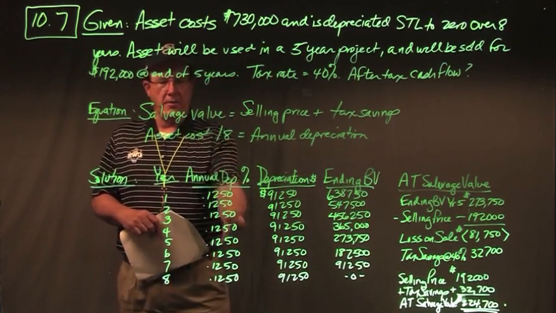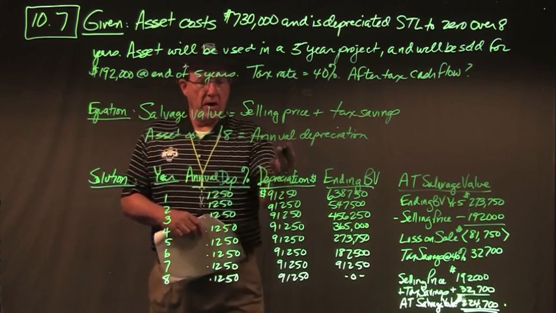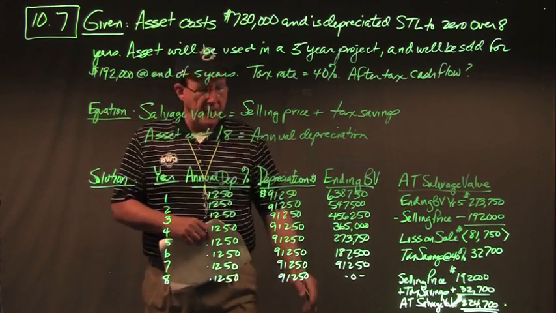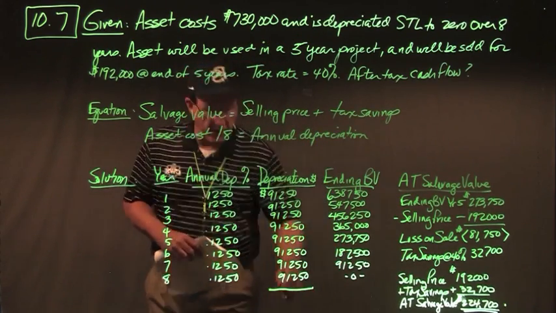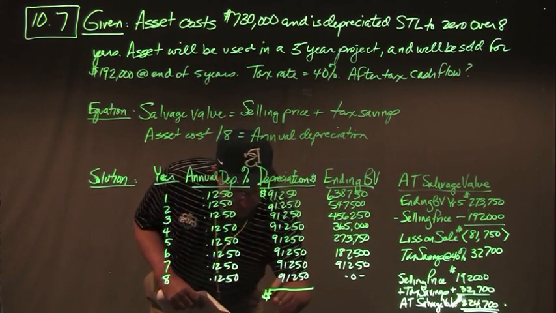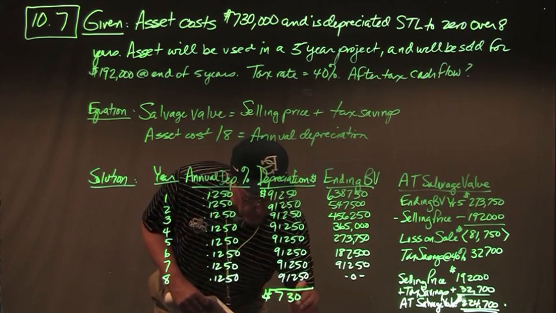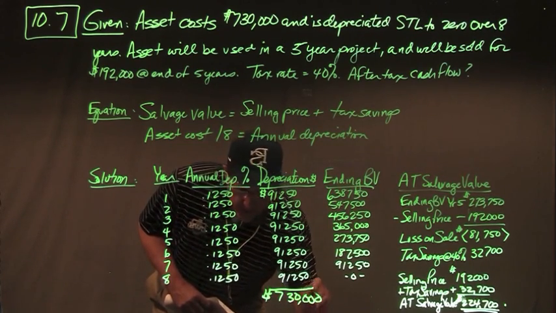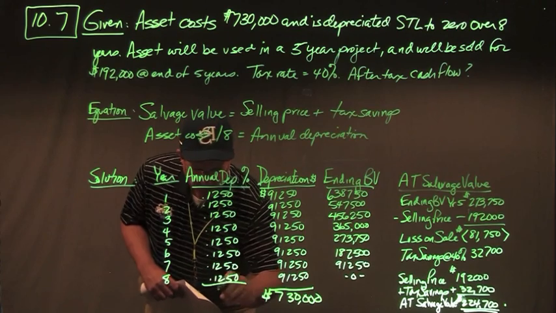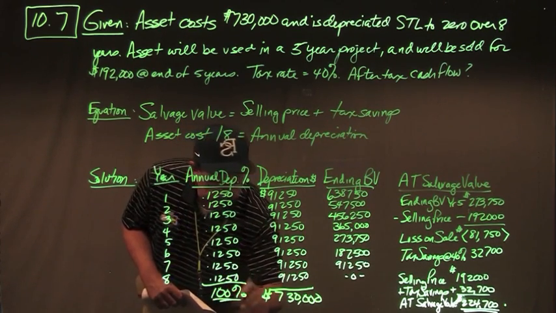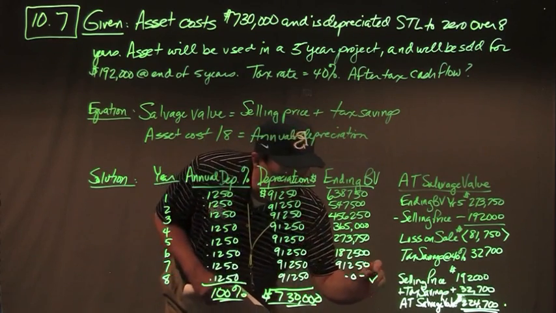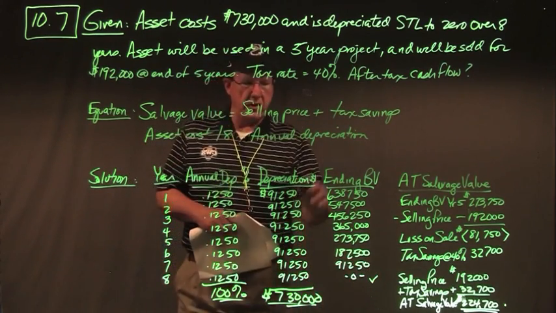So we build our depreciation table, we build our annual depreciation. Summation of these should add up to the cost of the equipment, which is $730,000. So that's one check we can make. The depreciation percentages should add up to 100%, fully depreciated. And then the ending book value should wind down to 0, so it should zigzag down.